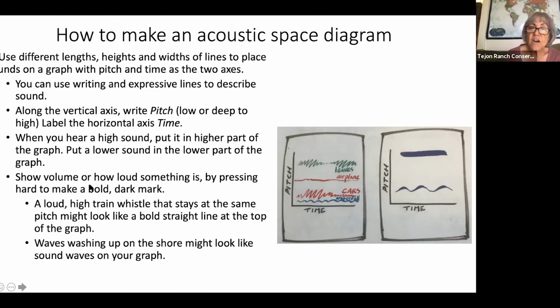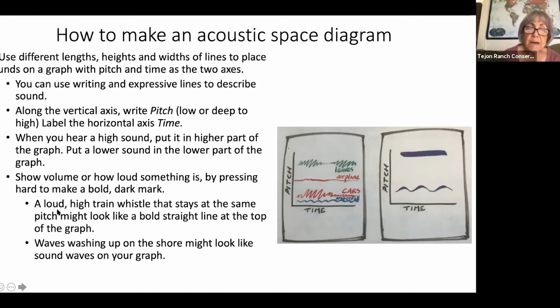You want to show the volume or how loud something is by pressing hard to make a bold, dark mark if what you're trying to express is something that's really loud. So here's a line that's really thick. That means it's really loud, and because it's up here, it's also high in its sound. This one kind of wavers, so it goes up and down a little bit. It's thicker on the top and thinner on the bottom, so it gets louder and softer, louder and softer.